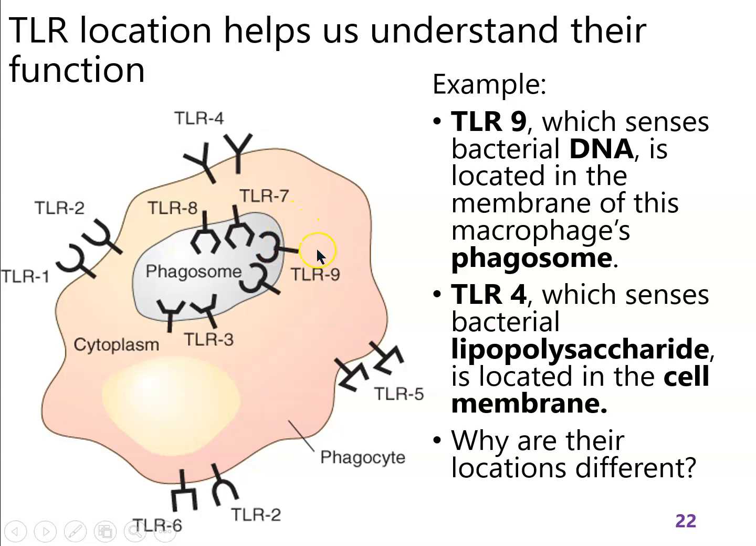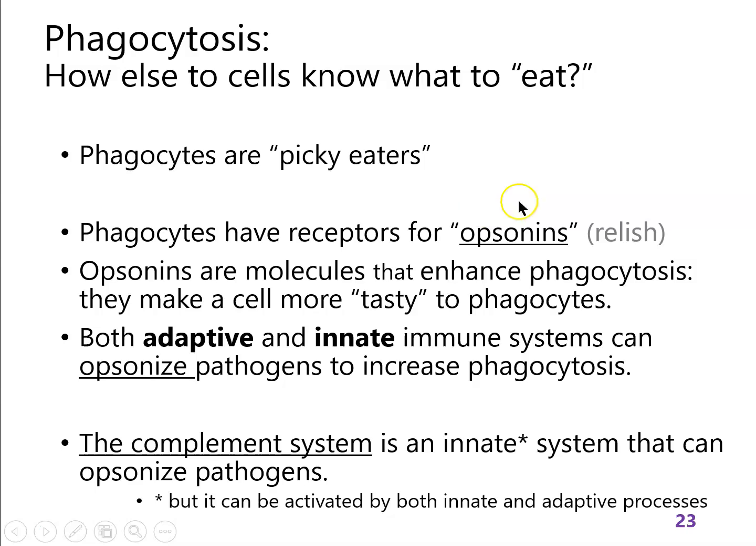So that's kind of the idea here, is certain internal pathogen-associated molecular patterns would be detected inside the phagosome, and external ones would be detected on the outside of the cell. So that's pattern recognition receptors.